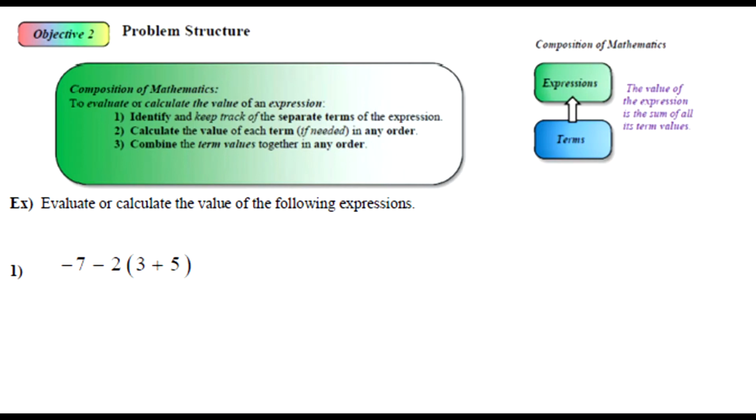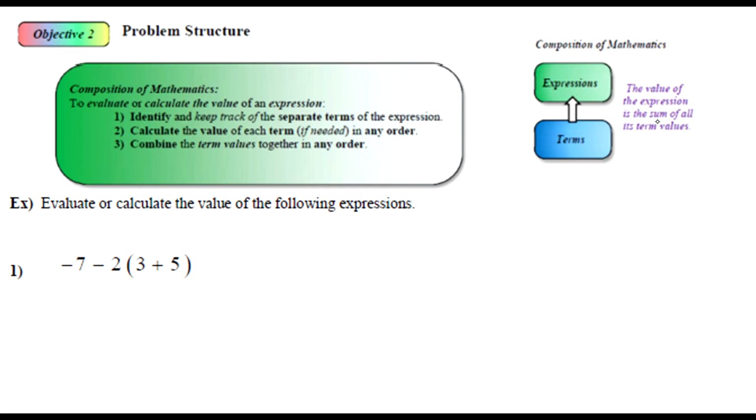All right, so now that we are able to identify the components, how are we actually able to use this to calculate the value of an expression? So again, we have to think about composition. If expressions are made up of terms and terms are made up of factors, then for us to find the value of an expression, we need to be able to find the value of all the terms in the expression.